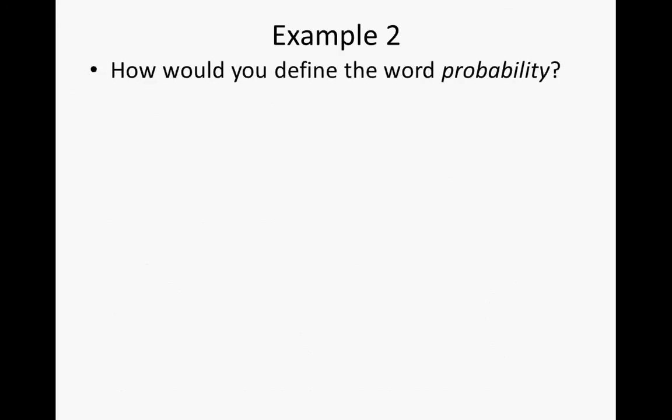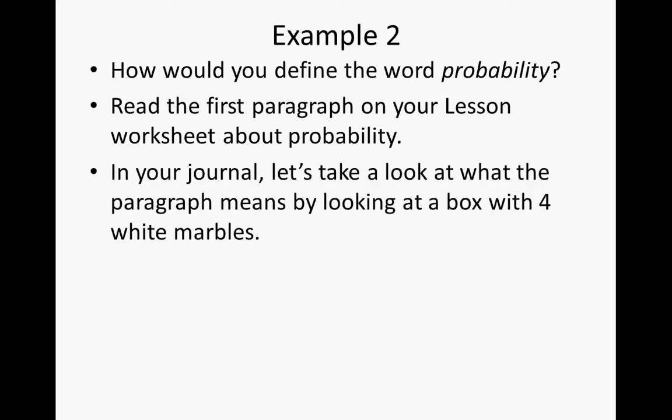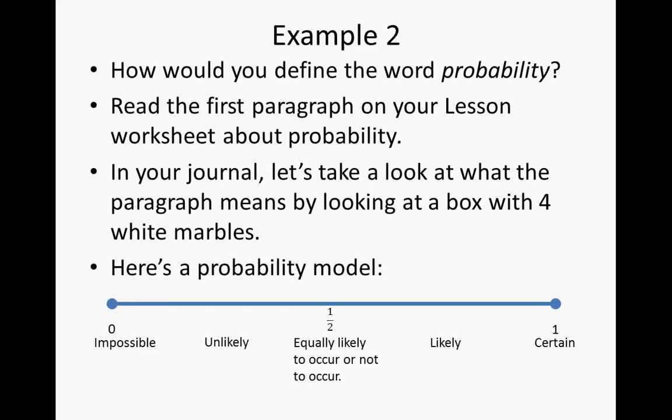Alright, so let's take a look at example 2. How would you define the word probability? Read the first paragraph on your lesson worksheet about probability. So in your journal, let's take a look at what the paragraph means by looking at a box with 4 white marbles. So you're going to be sketching out this scenario in your math journal. So here's our probability model. You might need to pause the video and copy this down.